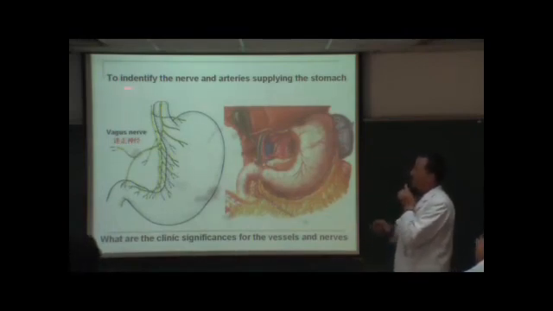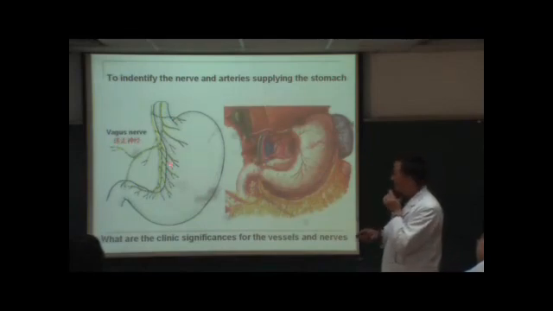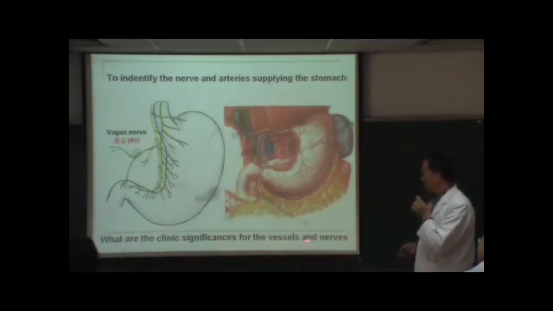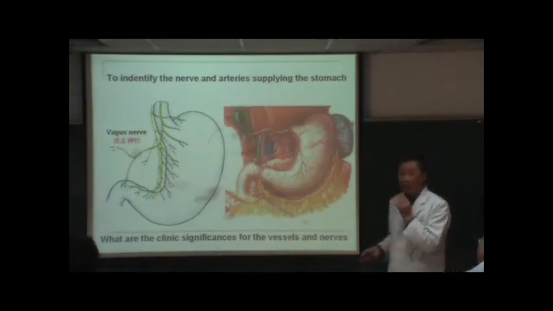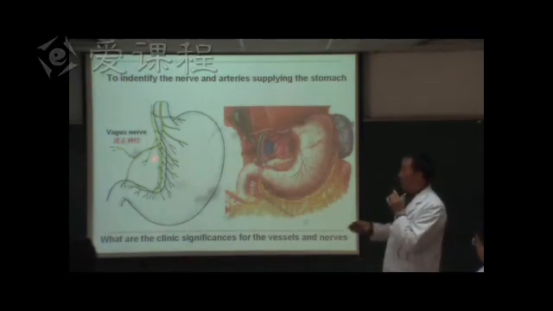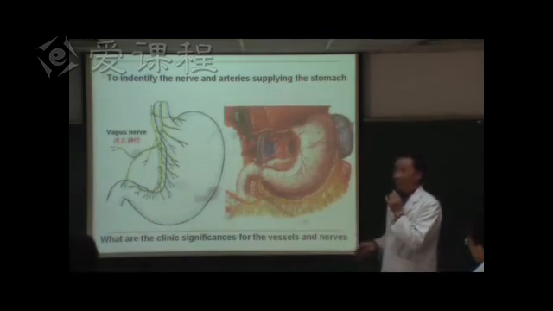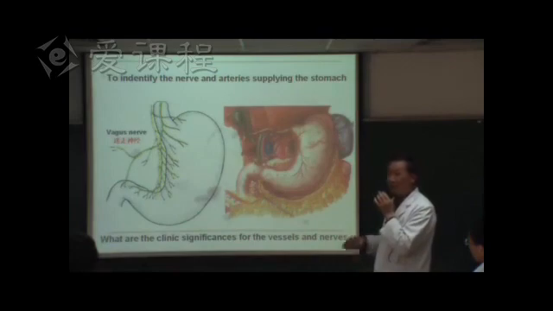When you identify these nerves and arteries, you should think about the clinical significance of the vessels and the nerves. Clinic significance 是临床意义。When the operation is carried out on the stomach, what should you know about it?